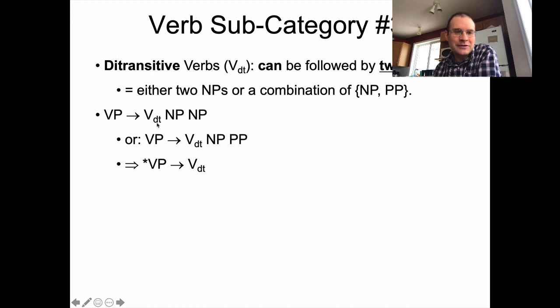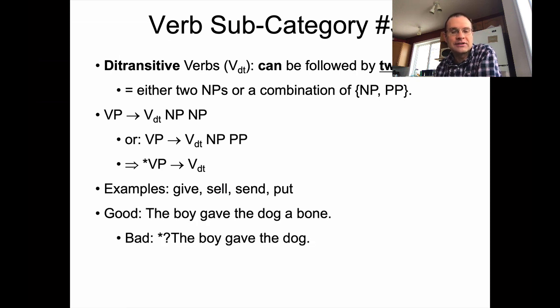What it would look like, though, is V sub DT and then two noun phrase objects, or a noun phrase object and a prepositional phrase object. Some examples of these types of verbs we give: sell, send, put, so on and so forth. So you can say the boy gave the dog a bone.